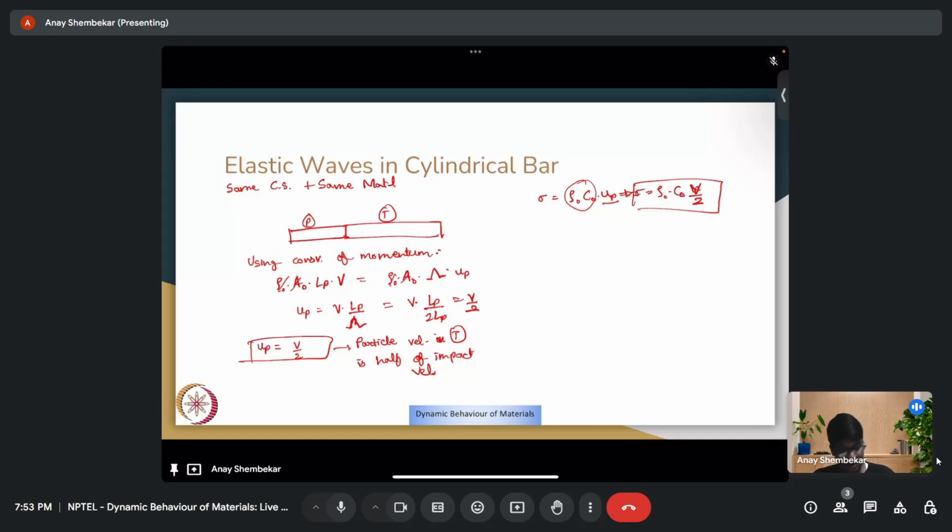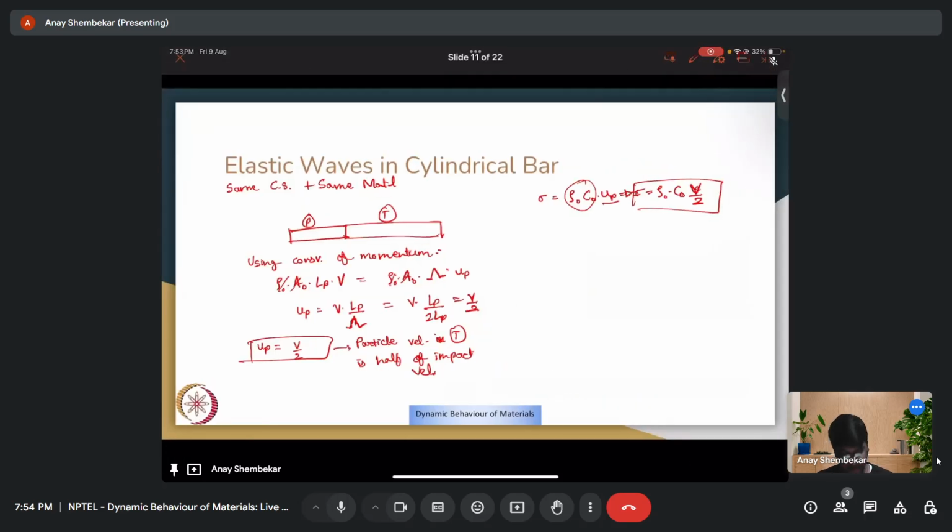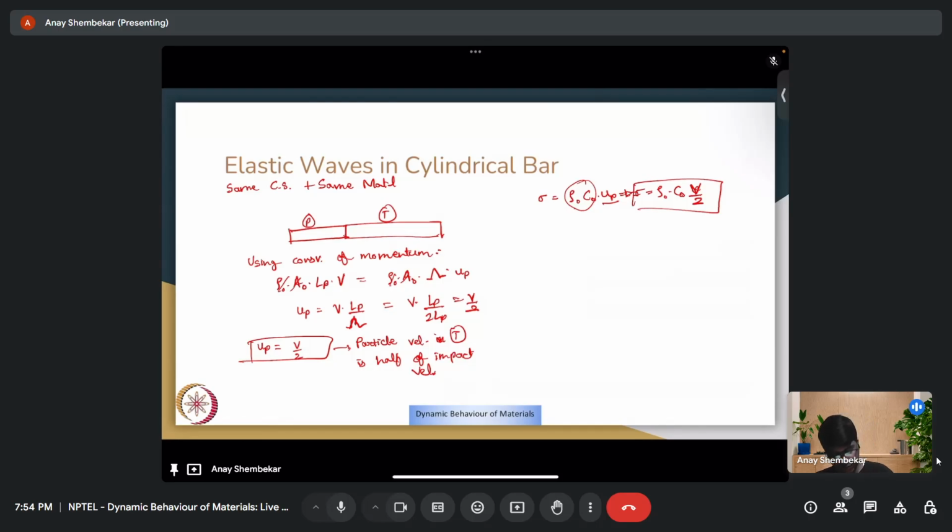So suppose you have a case where you know that the particle velocity v is 30 meter per second, and then you have aluminum, so 2700 kg per meter cube. Velocity is 1500 meter per second. This is like an aluminum rod. Then you know that the particle velocity after impact.